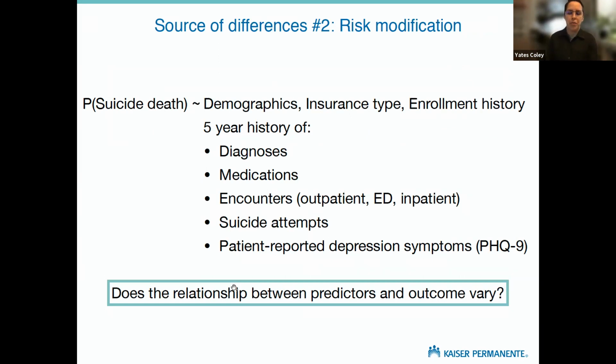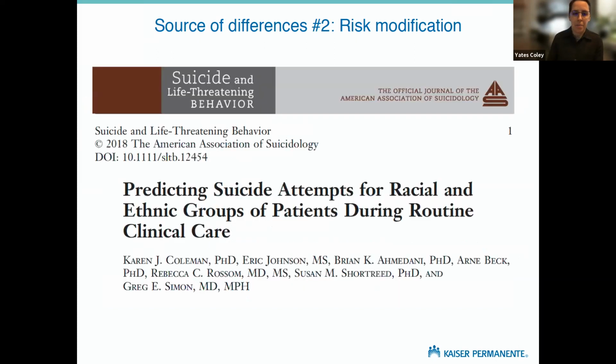Another source of variability in performance across racial and ethnic groups is risk modification. That is, the relationship between predictors and outcomes may vary across racial and ethnic groups due to cultural differences influencing the strength of suicide risk factors, as well as protective factors. And we expect that this is the case for some predictors of suicide risk. For example, suicide attempts were more common for white patients who reported suicidal ideation than for Black patients. So reporting suicidal ideation tells us something different about a person's suicide risk depending on their race.